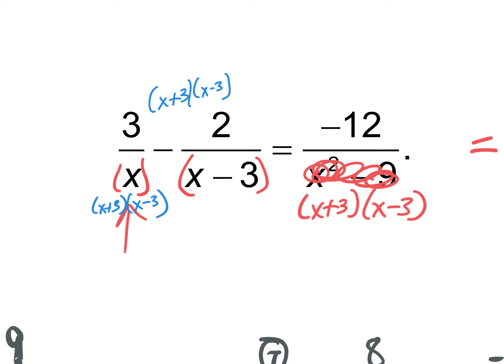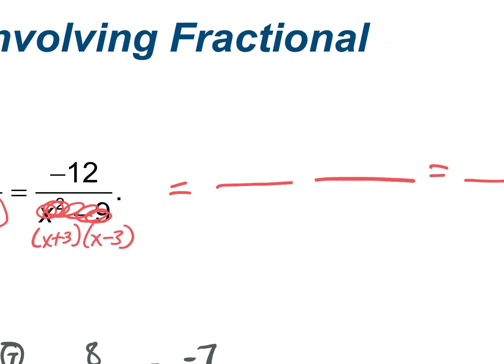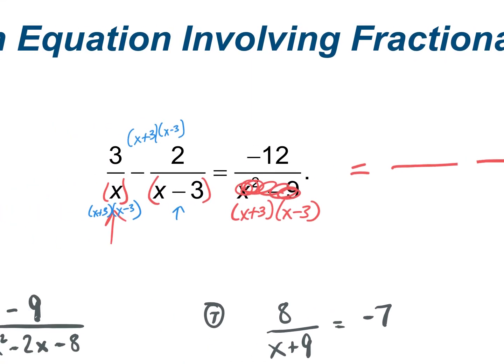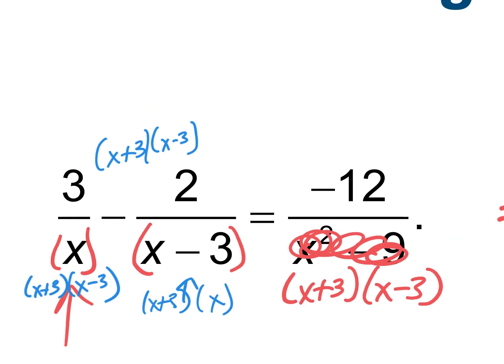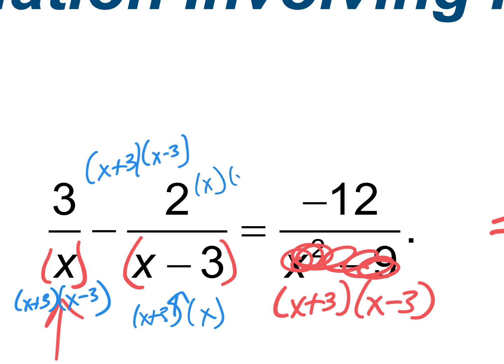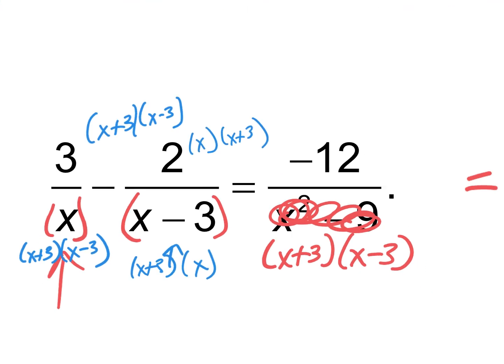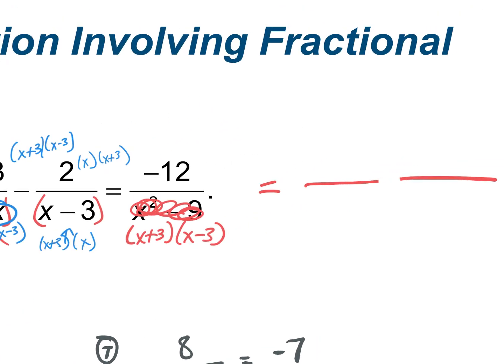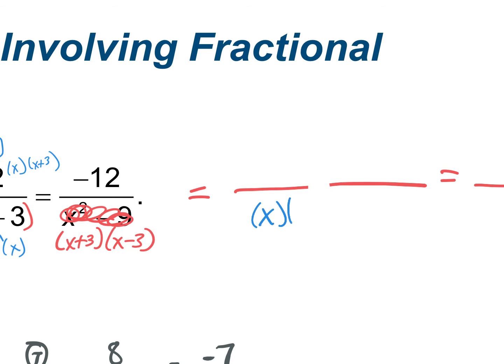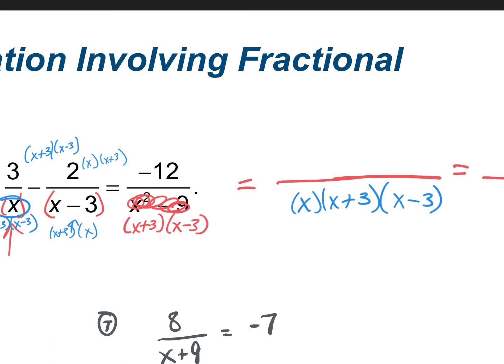Okay? Now I'm going to look at the second denominator. The second denominator has what? The x minus 3. What does it need? The x plus 3 and the x itself. So then I'm going to multiply the top by the x and the x plus 3. Our new denominator is going to have x, the x plus 3, and the x minus 3. We're just going to take all the different denominators and put them together.